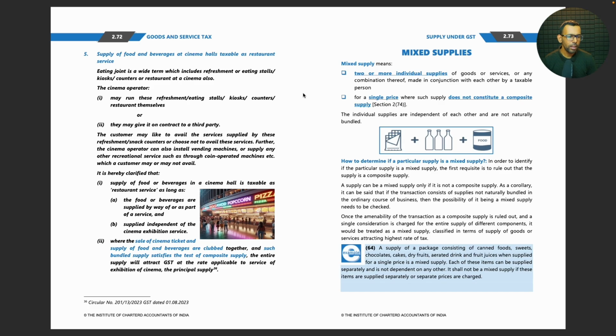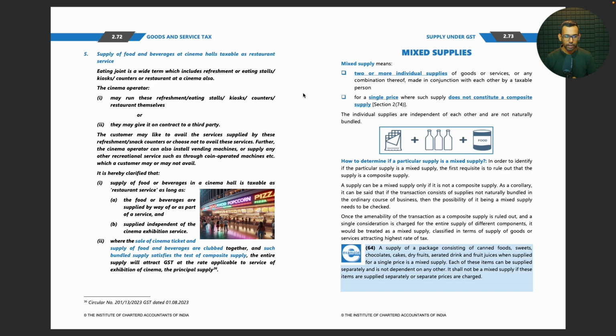The cinema operator may run these refreshment stalls themselves or they may give it on contract to a third party. The customer may like to avail the services supplied by these refreshment counters or choose to not avail those services. Further, the cinema operator can also install vending machines or supply any other recreational service such as coin operated machines which a customer may or may not avail.